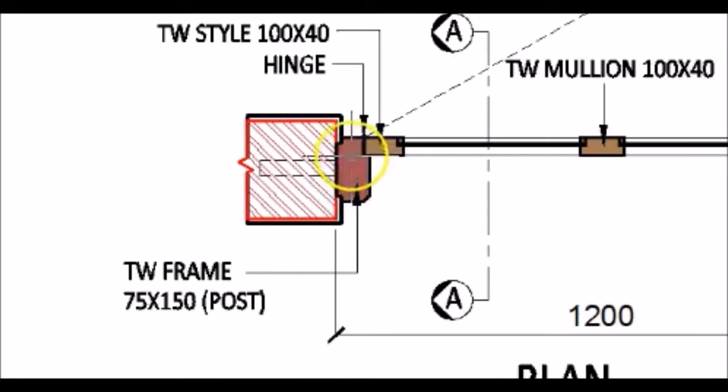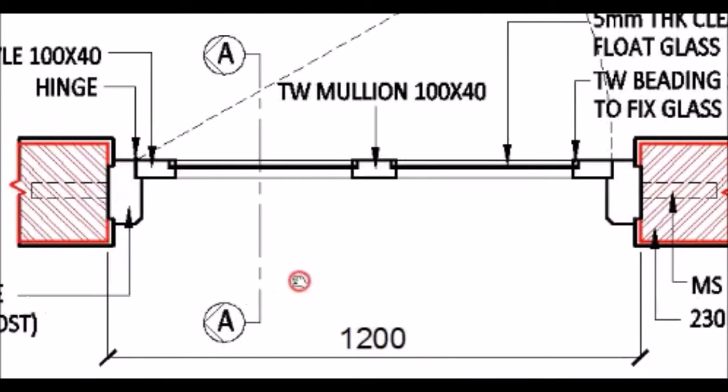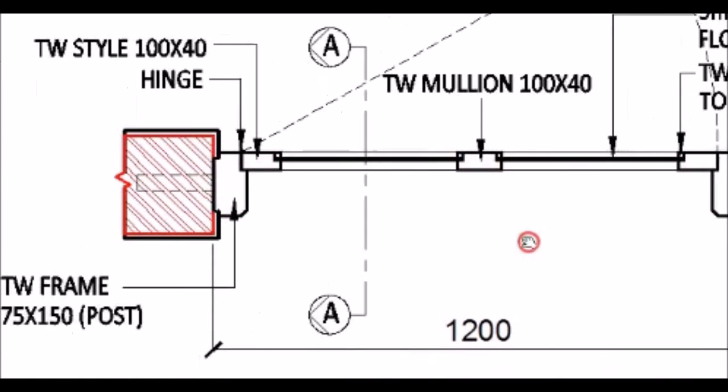Now this particular part of the frame, which is the vertical part of the frame, is called a post. So as you can see here, we call this a teak wood frame 75 by 150, and because it is a vertical part, we call it a post. A similar post will be there on the other side of the door frame.